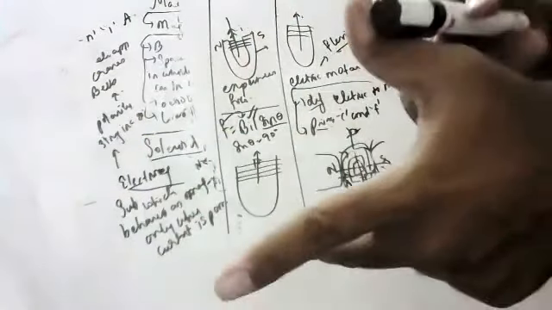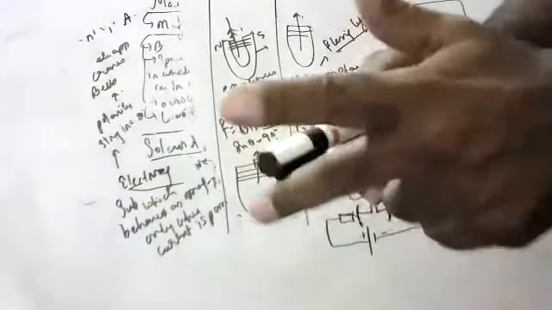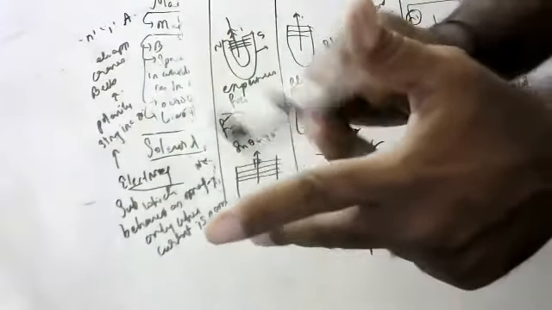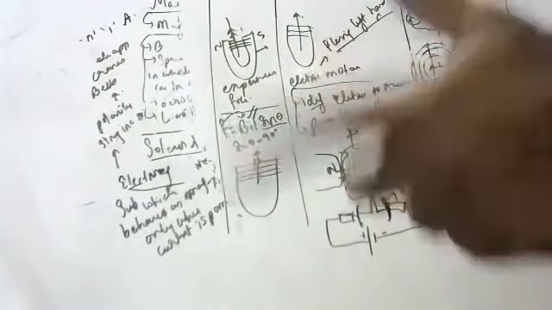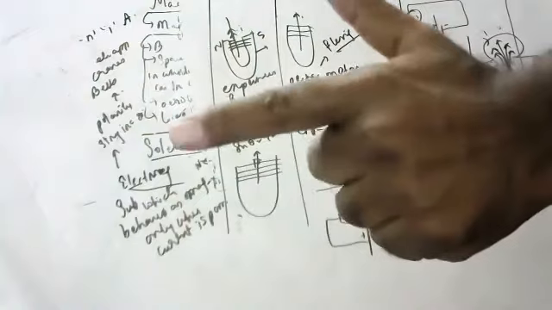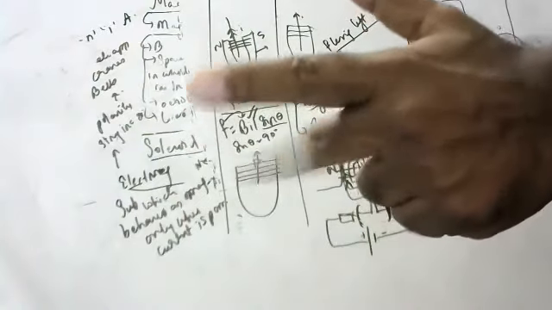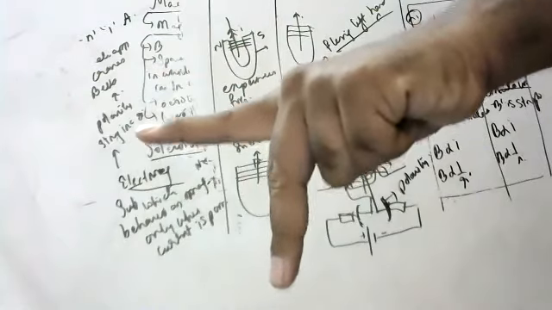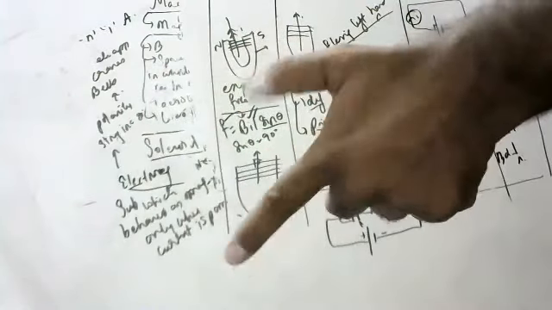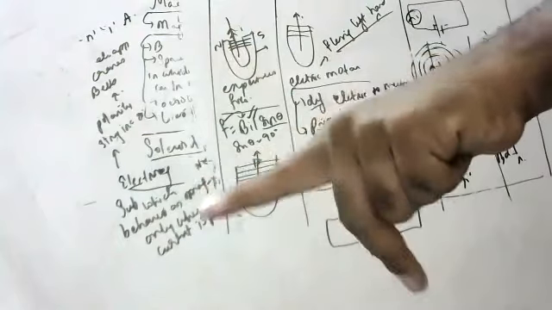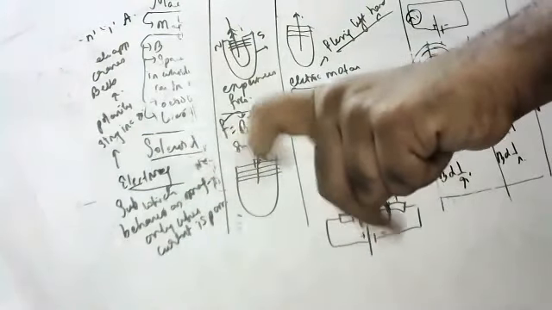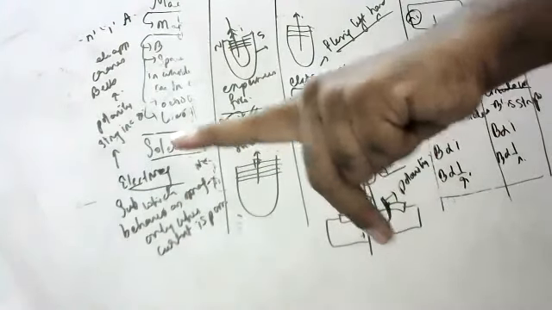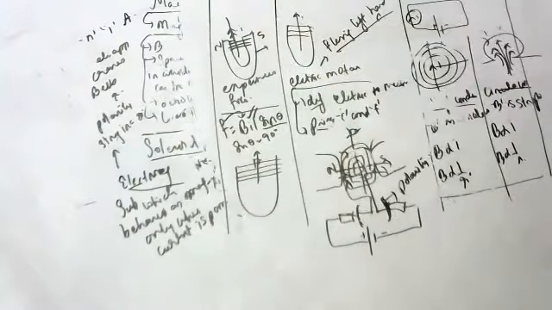Remember like this: father, mother, child. Father, mother, child: force, magnetic field, current. When three fingers of the left hand are stretched in mutually perpendicular directions, then the center finger gives the direction of current, the forefinger or index finger gives the direction of field, and the thumb gives the direction of force. Okay, children, father, mother, child, like that you remember.